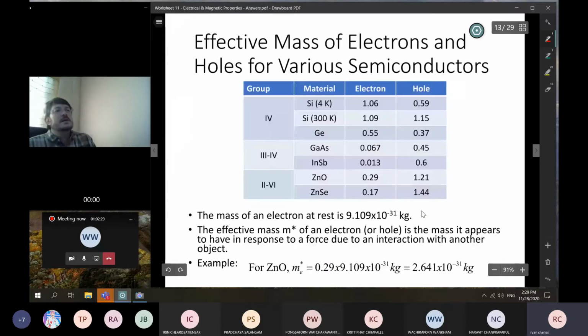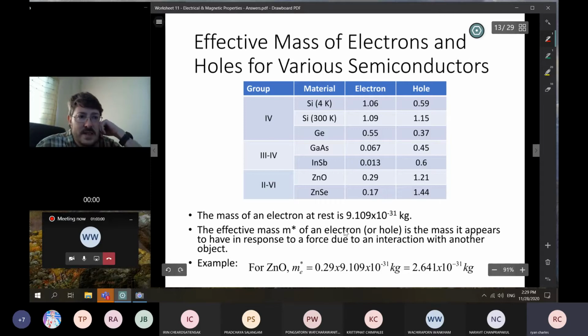All right, so where does 10 to the 25 come from? All right, well, we have to think about the effective masses for electrons and holes. All right, and these are for various semiconductors, group 4, right? Group 3, group 2, that kind of stuff. Effective electron mass, effective hole mass. All right, the mass of an electron at rest. 9.1 times 10 to the minus 31 kilograms.